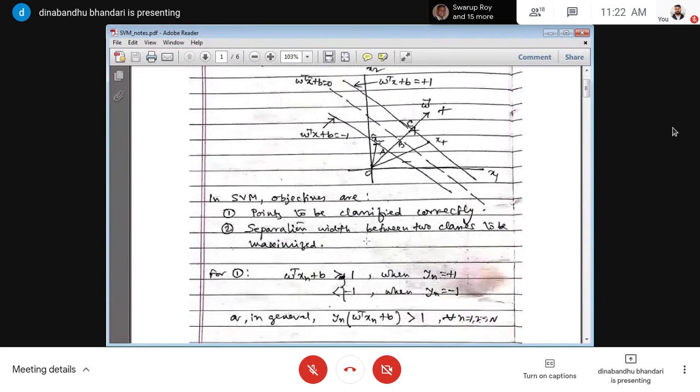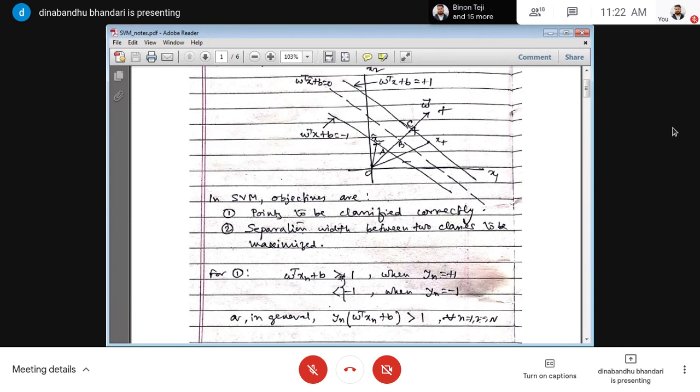Okay, so what we can write: if you have a point Xn in the plus class, W transpose Xn plus B should be greater than 1. Assume that it is possible to take 1; I'll explain that. It should be greater than 1 when Yn is +1. If the label is +1, then it should be satisfied. If it is -1, then W transpose Xn plus B should be less than -1.